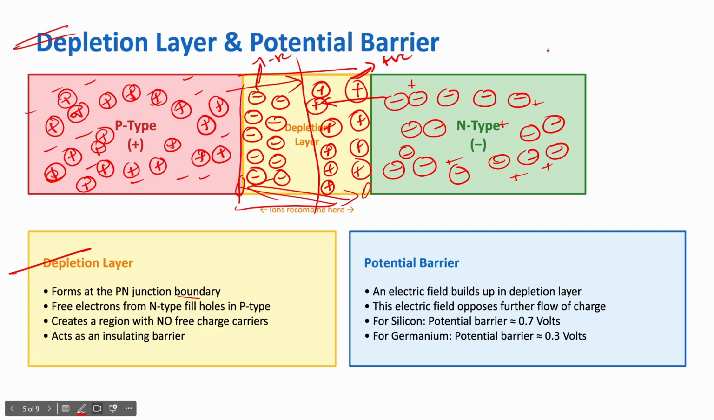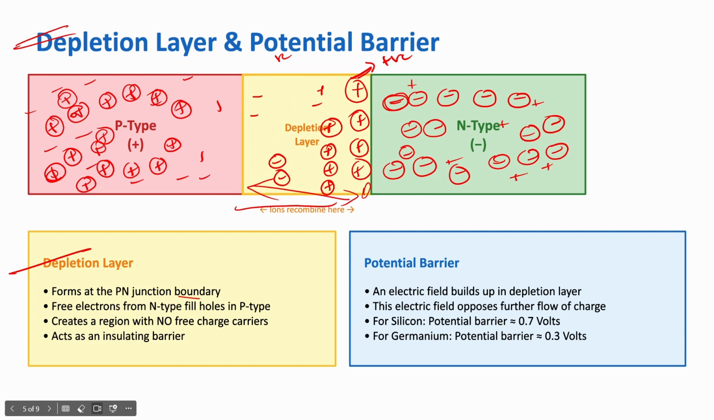So then what will happen? They don't allow more electrons to be attracted, because there is also a negative charge there. They don't want to attract. So there is no flow of current further. There is like a boundary, a wall created between the p-type and n-type. This region or layer we call the depletion layer.